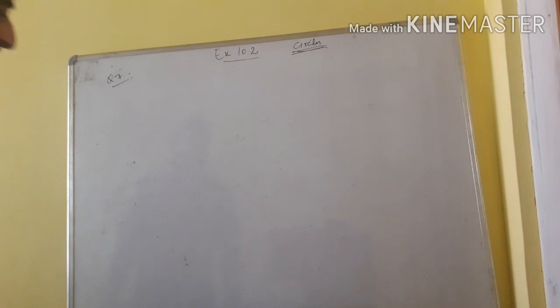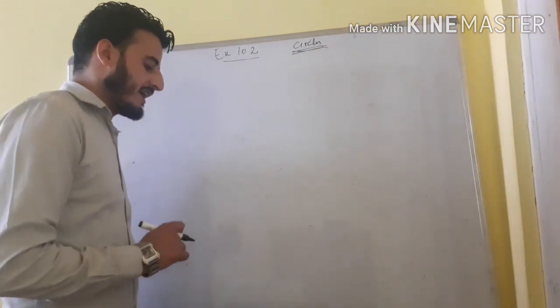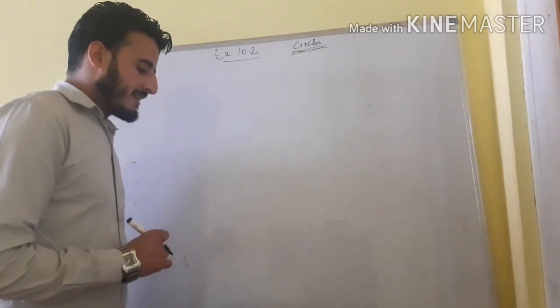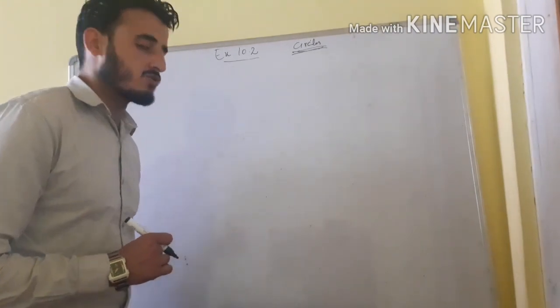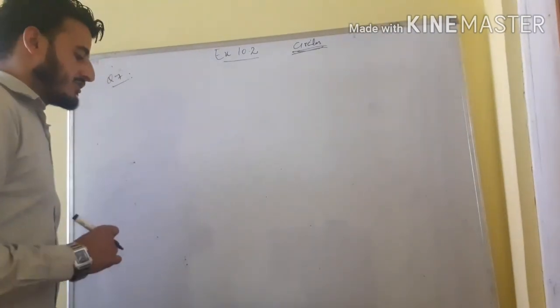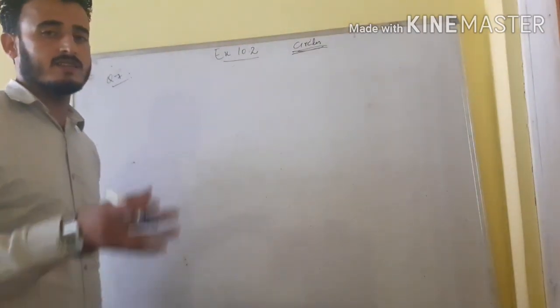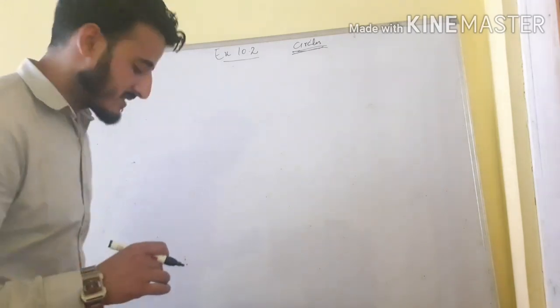Now coming to question number 7. The question number 7 is two concentric circles are of radii 5 cm and 3 cm. Find the length of the chord of the larger circle which touches the smaller circle. First, you need to know what are concentric circles. Concentric circles are actually the two circles having different radii but same center.